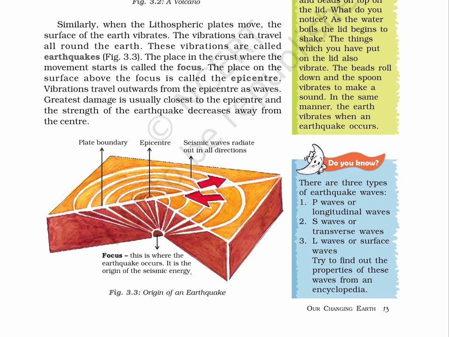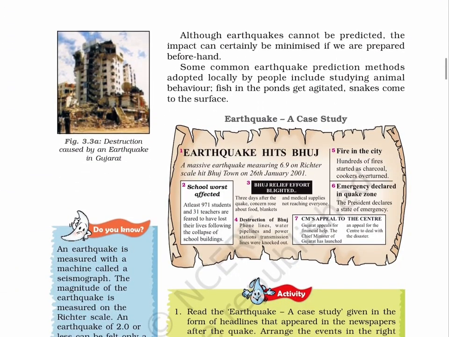We can clearly see focus. This is where the earthquake occurs. It is the origin of the seismic energy. We also see plate boundary. We also see the epicenter, and we can see that seismic waves radiate out in all directions. Page 14. Although earthquakes cannot be predicted, the impact can certainly be minimized if we are prepared beforehand. Some common earthquake prediction methods adopted locally by people include studying animal behavior.